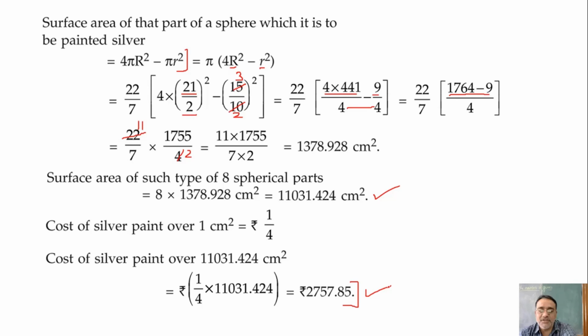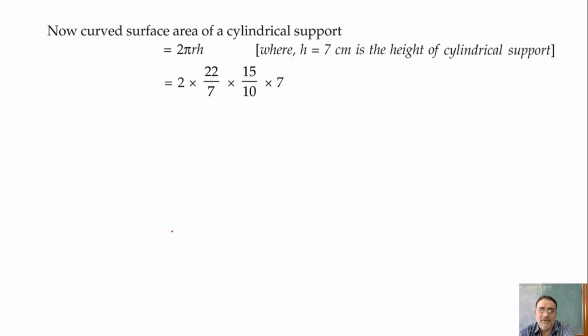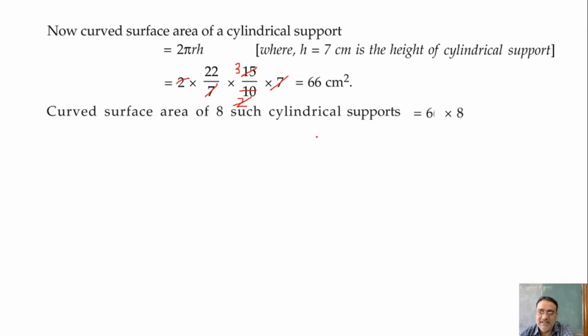So this is the cost for silver paint. Now we have to find the cost of black paint. So black paint तो बहुत easy है. Only curved surface area we have to find. That is 2 pi RH. 2 into 22 by 7 into 15 by 10 into 7, because the height is given 7. So 1 7 we can cancel, and this also we can cancel, 3 by 2, and 1 2 is also cancelled. So what we are getting? 22 into 3, 66 centimeter square. Now 8 such cylinders are there, so 8 into 66, 528 centimeter square.